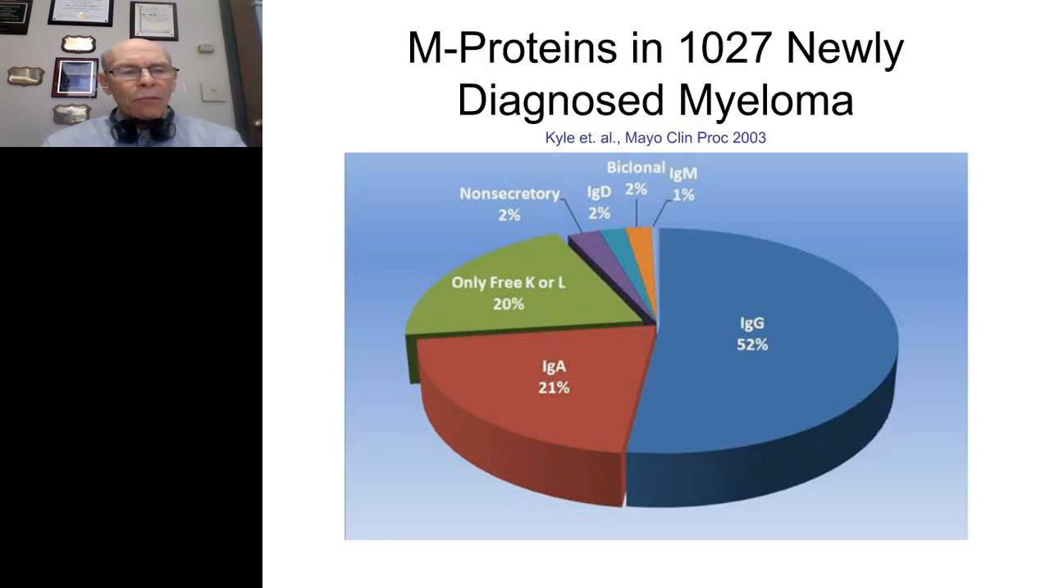IgM M-proteins are usually not secreted in multiple myeloma. They're found in a condition called Waldenstrom macroglobulinemia that we're not going to be discussing today. Other components, such as IgD, biclonal, and IgE, are rare.